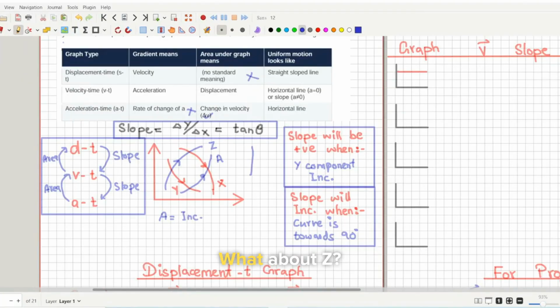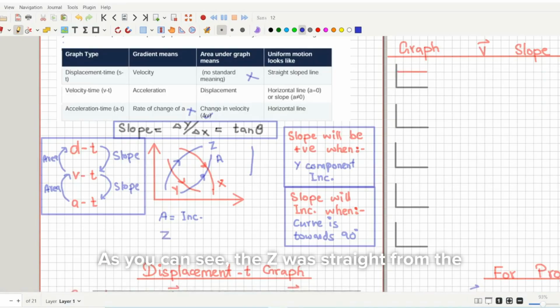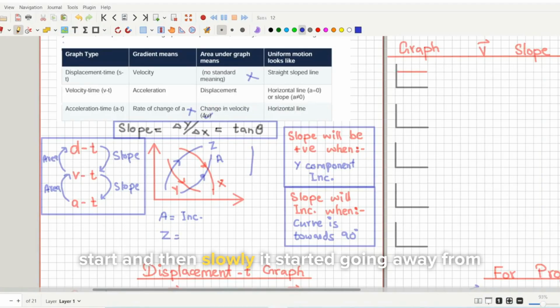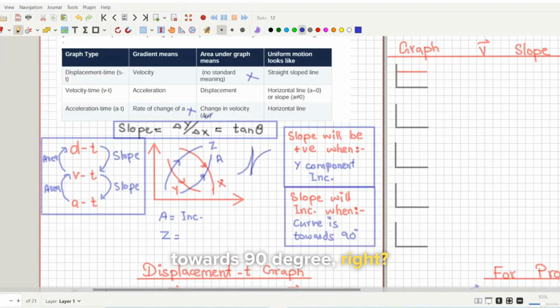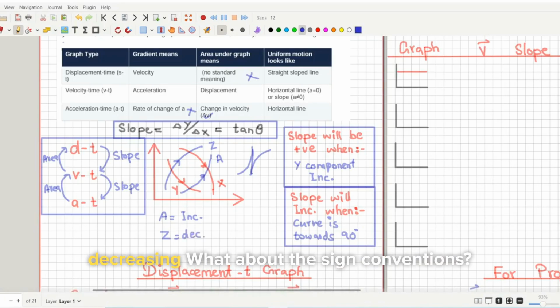Simple, right? What about z? As you can see, z was straight from the start, and then slowly it started going away from 90 degree like this. You can see z is going away while a was going towards 90 degree, right? So that's why a was increasing and z was decreasing.